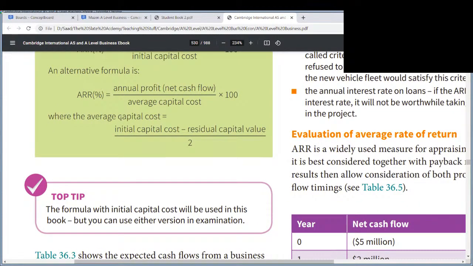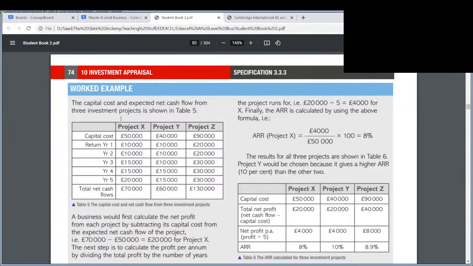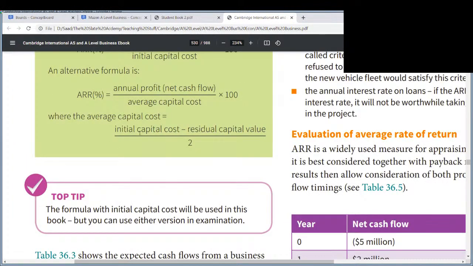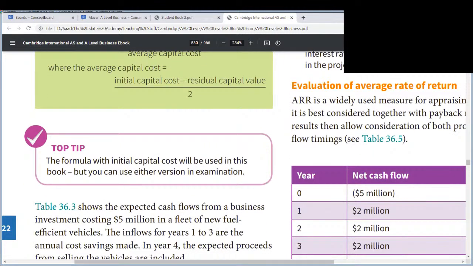You are given capital outlay in your book, right? But in case it's not given, and you are told that at the start of the project you are making this investment, buying this machine, and at the end of the project a residual value of the machine is available, then this is how you calculate the average capital cost: initial capital cost minus residual value. Residual value is the value at which the machinery can be sold at the end of its useful life. You subtract this residual value from the initial cost and divide by 2. That is how you get capital outlay. Have you written this down?